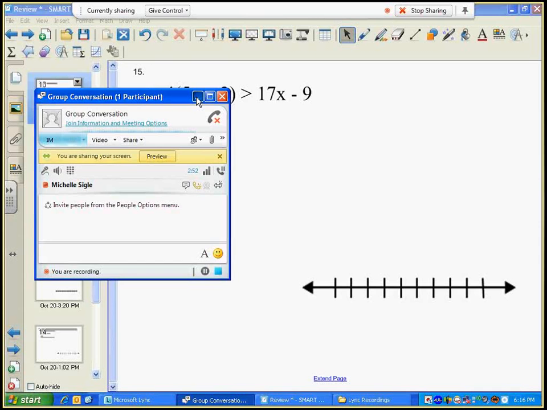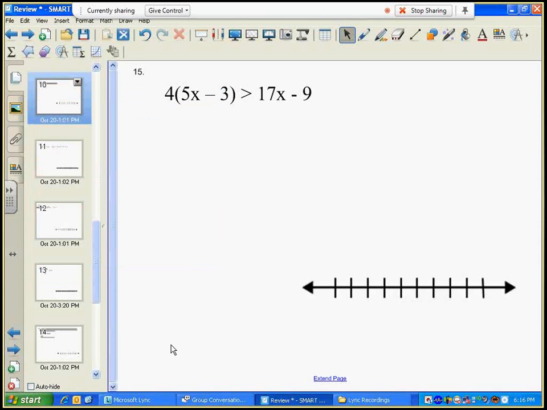Hello, everybody. I'm just doing the back side of our review. This is the Unit 4 review, and you can do the front side. You can just look at the front side, and you can just look at the answer key.